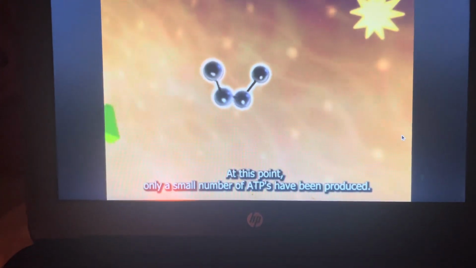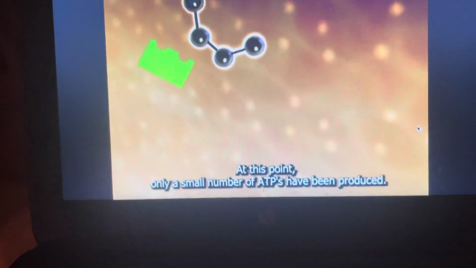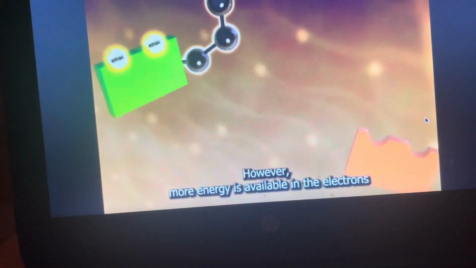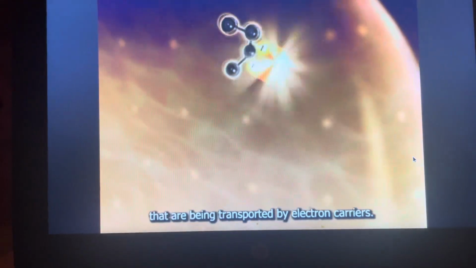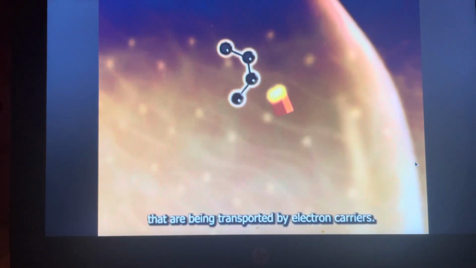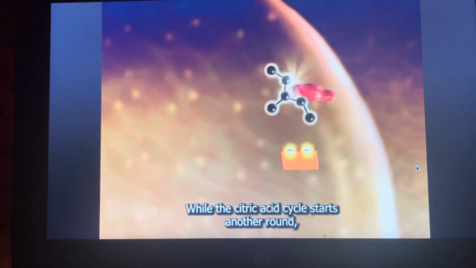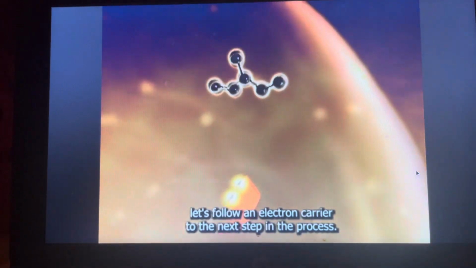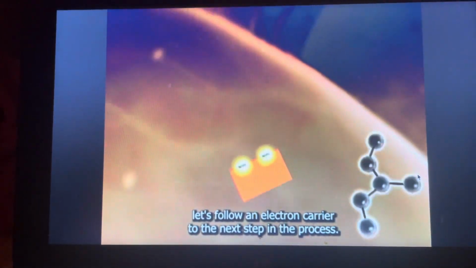At this point, only a small number of ATPs have been produced. However, more energy is available in the electrons that are being transported by electron carriers. While the citric acid cycle starts another round, let's follow an electron carrier to the next step in the process.